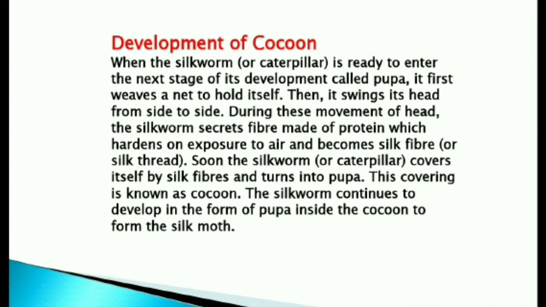Soon, the silkworm or caterpillar covers itself by silk fibers and turns into pupa. This covering is known as silk cocoon. The silkworm continues to develop in the form of pupa inside the cocoon to form the silk moth.